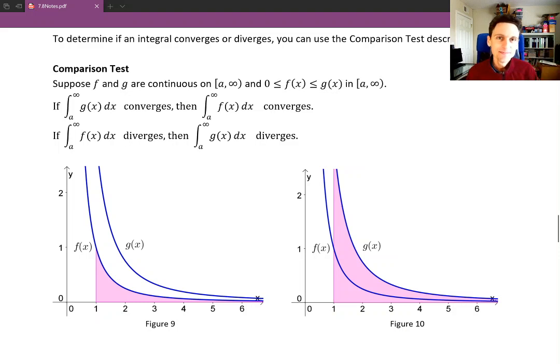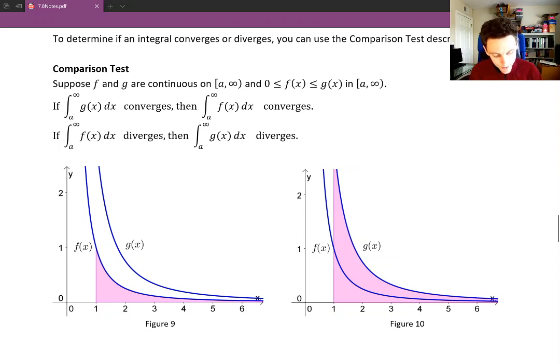Hello and welcome. If all we want to do is determine if an improper integral converges or diverges, and we don't care about the value that it converges to, then sometimes we can use what's called the comparison test, where we compare the improper integral that we're interested in to another improper integral that we know either converges or diverges.